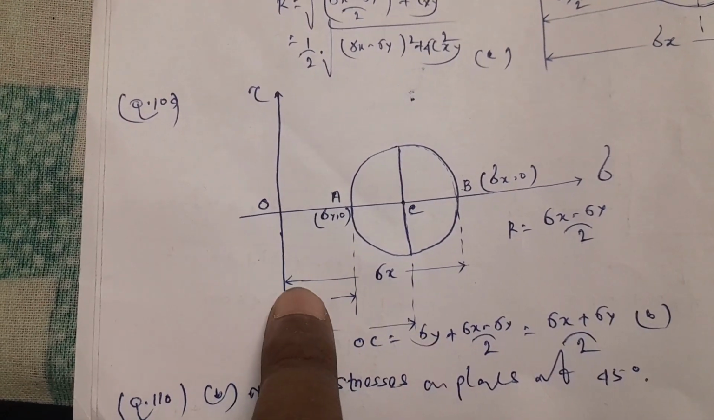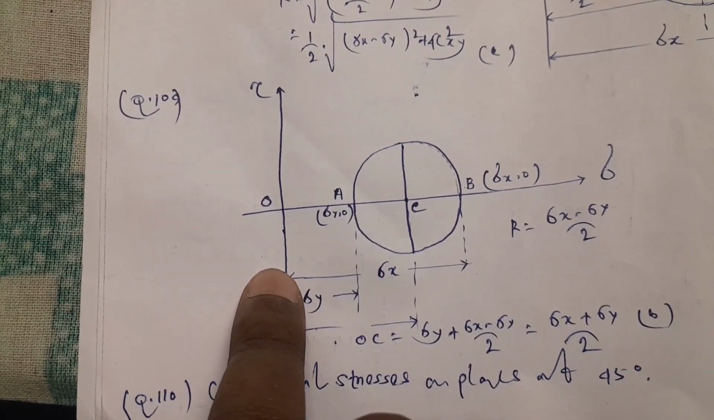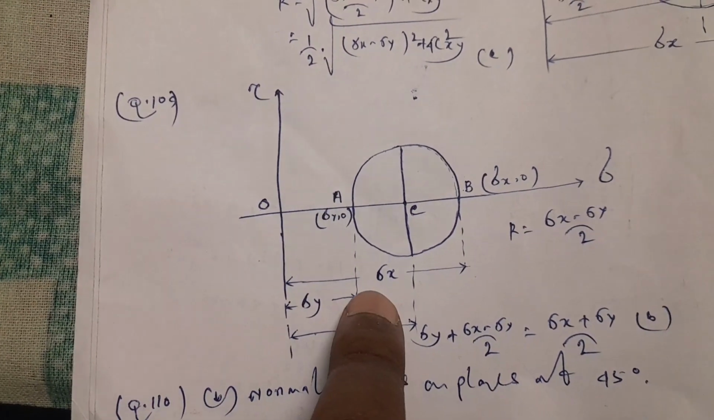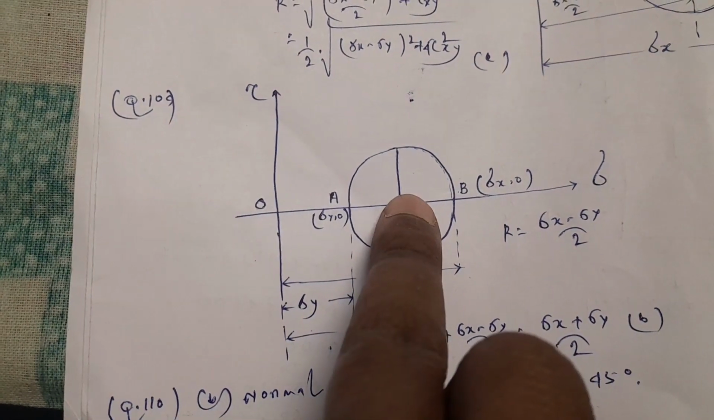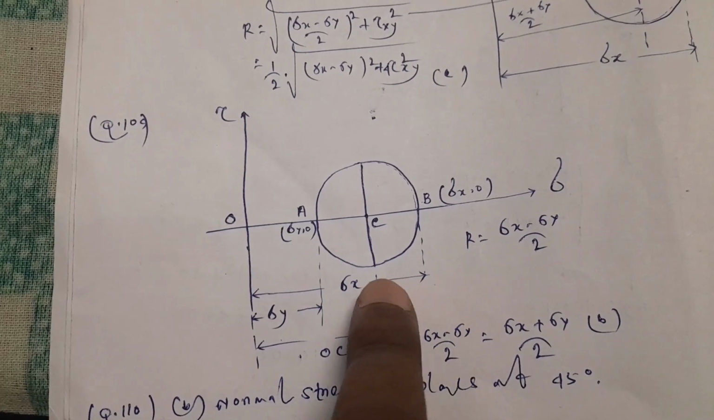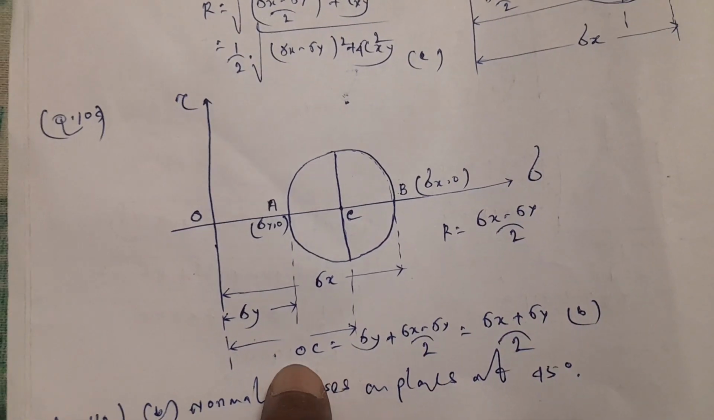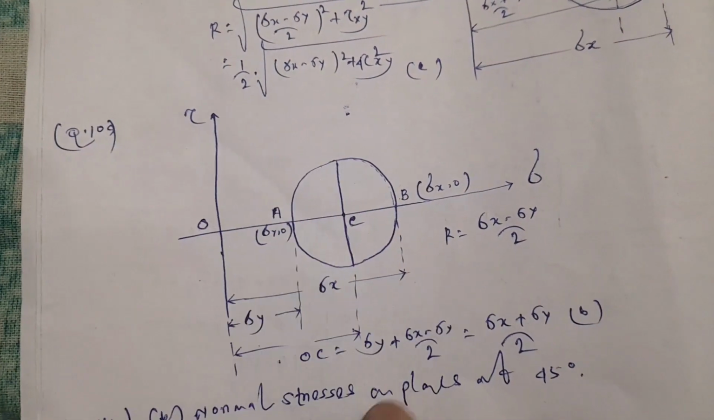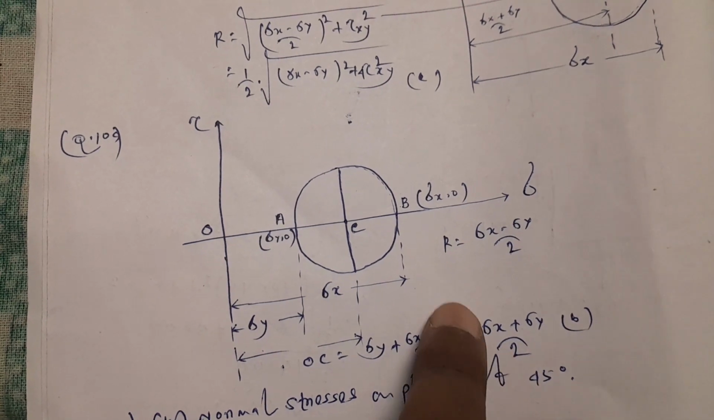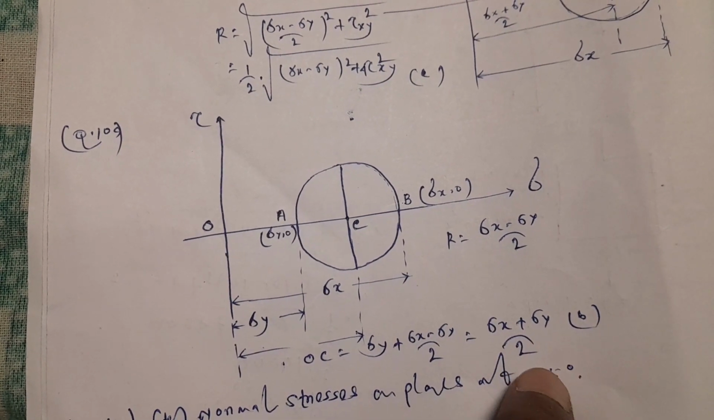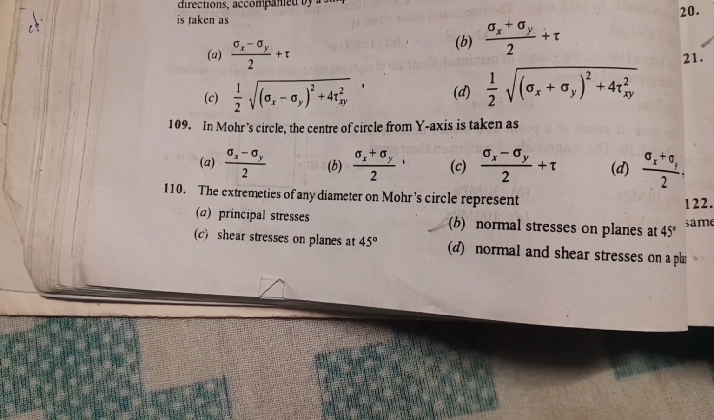how much? So from this diameter endpoint to this point sigma x, and from this point to this point the distance is sigma y, and C is the center of circle. So the radius will be equal to sigma x minus sigma y divided by 2. So the distance OC will be sigma y plus sigma x minus sigma y by 2, which will also be equal to sigma x plus sigma y by 2. For question number 109, option number B is the correct answer, sigma x plus sigma y by 2.